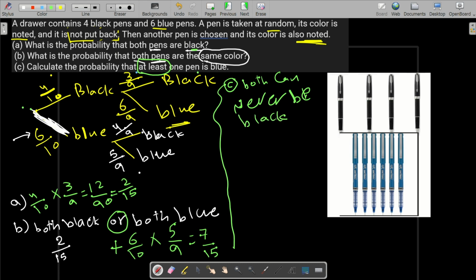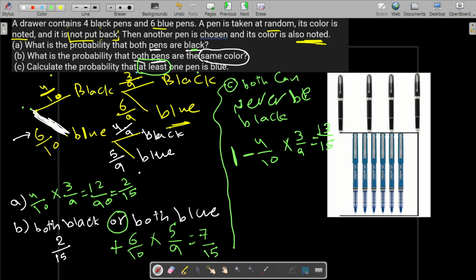Okay? That means I need the probability of not having both black. If you remember from the previous questions, not means 1 minus. So 1 minus the probability of both black, which means 1 minus this and that. Okay, 1 minus 4 over 10 multiply 3 over 9. And in this case, it is going to be 13 over 15.